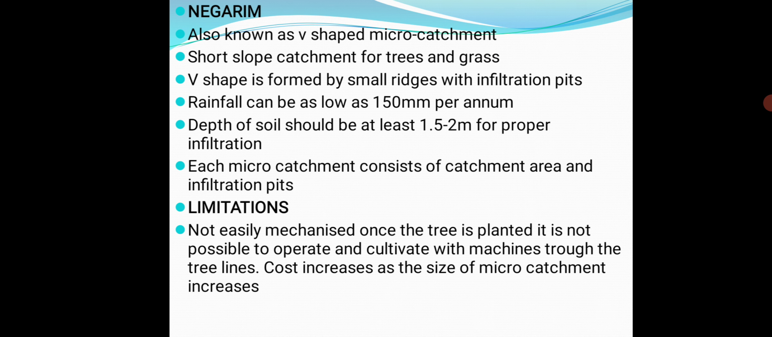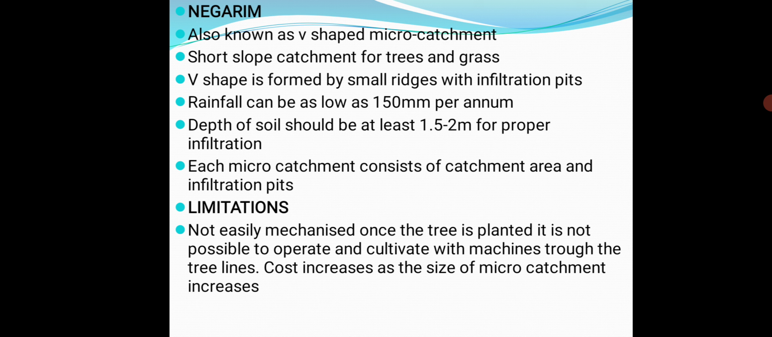Negarim microcatchment is also called V-shaped microcatchment. It is used for short slope catchment for trees and grasses. V-shaped is formed by small ridge with infiltration pits. Rainfall can be as low as 150 mm per annum. Depth of the soil should be at least 1.5 to 2 meter for proper infiltration. Each microcatchment consists of catchment area and infiltration pits.